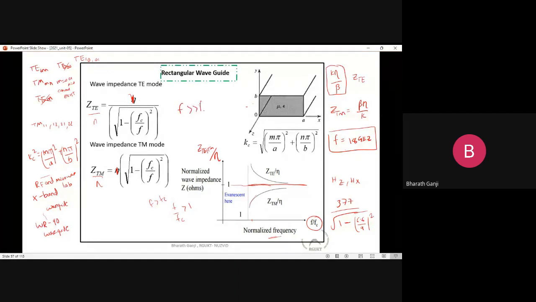Suppose f has become much larger than fc. If f is greater than fc, what I can say is that fc by f is a number which is very much less than 1. If this number is very small, I can neglect it. I can see that it approaches almost equal to eta. What I'm trying to say here is, if you are trying to operate just beside the cutoff frequency, there the impedance values will be either much higher or lower.